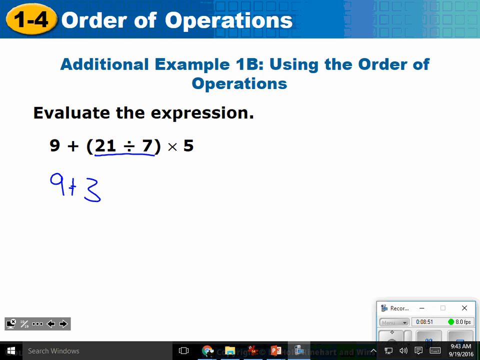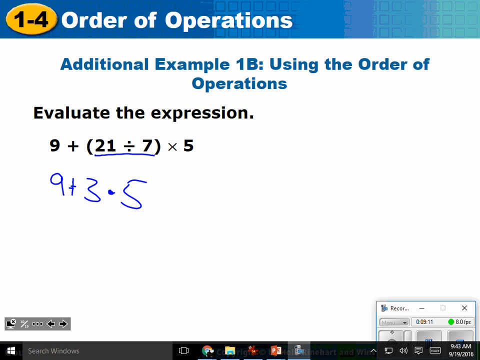3. And then I like to put a little dot as a times symbol. I want you guys to start getting in the habit of that instead of putting an X, because when we get to algebra, you're going to start confusing times symbols with X's. And we don't want to do that. So that's why we put little dots.